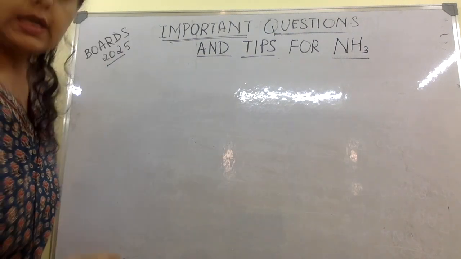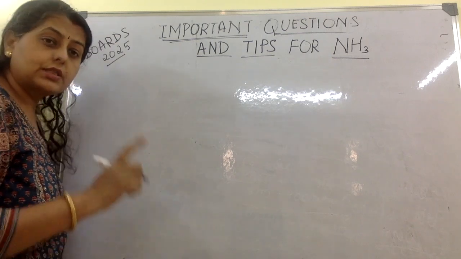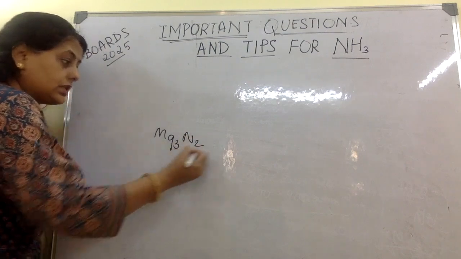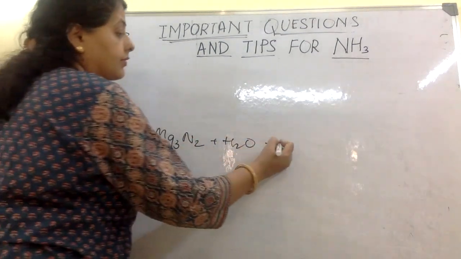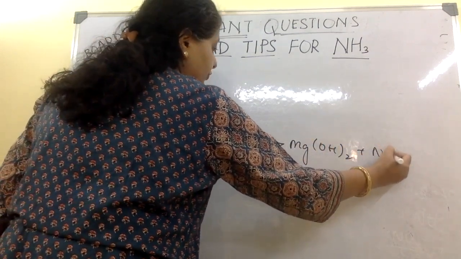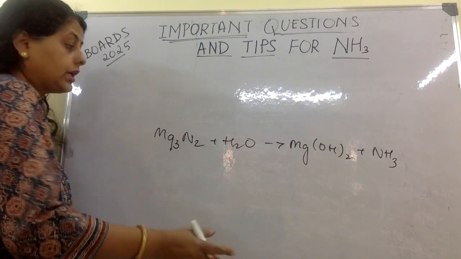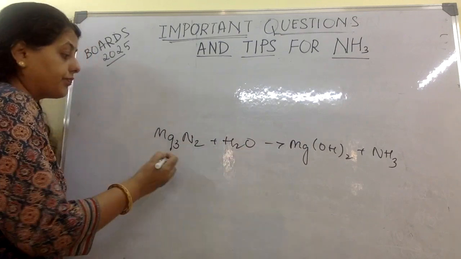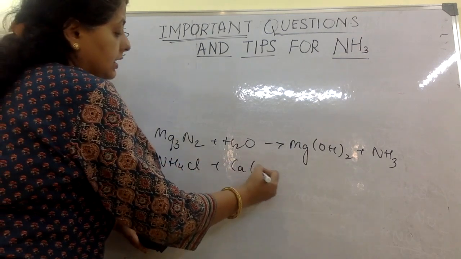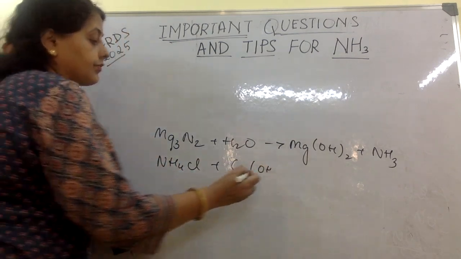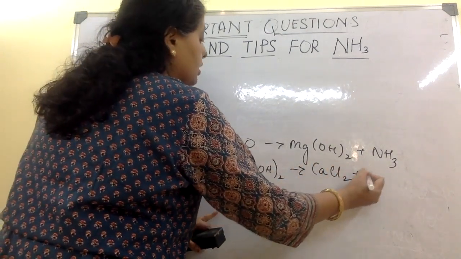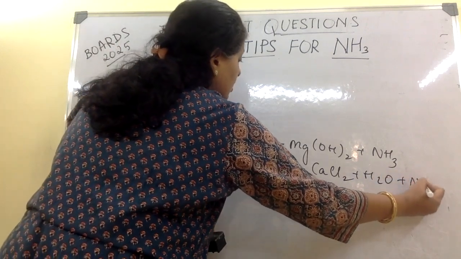Other than Haber's process, what are the important reactions? I'll talk about the lab method. Mg3N2, this is very often asked, plus water gives Mg(OH)2 plus NH3. Now if you are producing ammonia, you can't forget that. Only thing is you have to remember it is water. Then NH4Cl, ammonium chloride, plus Ca(OH)2 gives CaCl2 plus H2O and of course ammonia.